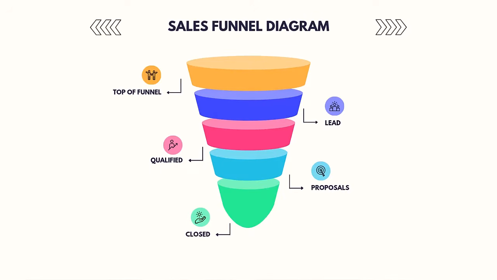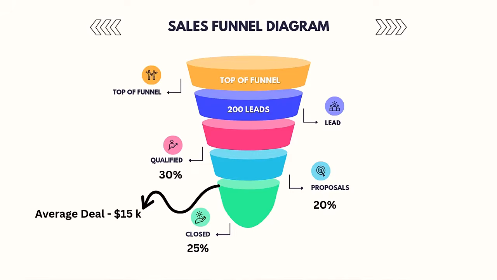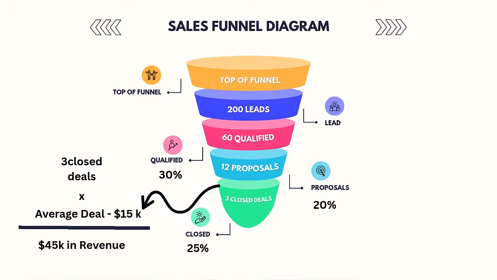to each. For example, you have 200 leads. 30% typically becomes qualified. 20% of those receive a proposal, and 25% of those close with an average deal size of, let's say, $15,000. Run the math. 200 leads, 60 qualified, 12 proposals, 3 closed deals, 3 deals times 15,000, 45,000 in forecasted revenue.